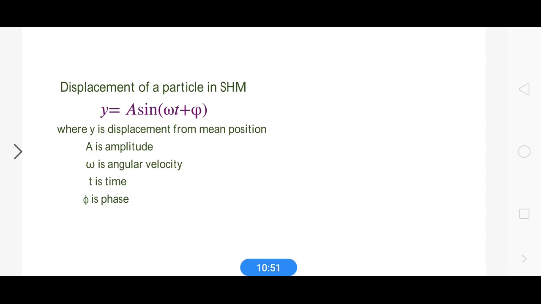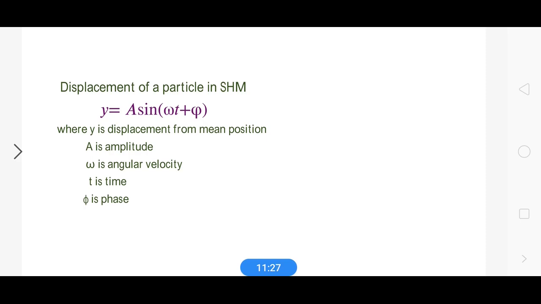So here the displacement of the particle is y equal to A sin(omega t plus phi). Here y is the displacement from the mean position, A is the amplitude, omega is angular velocity, t is time, phi is phase. So phase indicates the initial position of the particle.